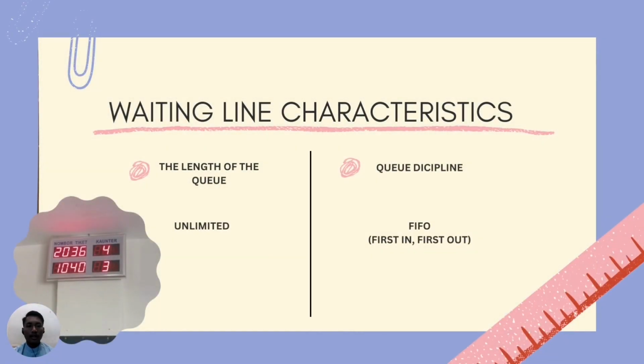Next, for waiting line characteristics, the length of the queue is unlimited, as the number of customers in a line is not fixed. Next, queue discipline is FIFO, first in, first out, where the first customer to arrive will be served first and the final customer to arrive will be served last.